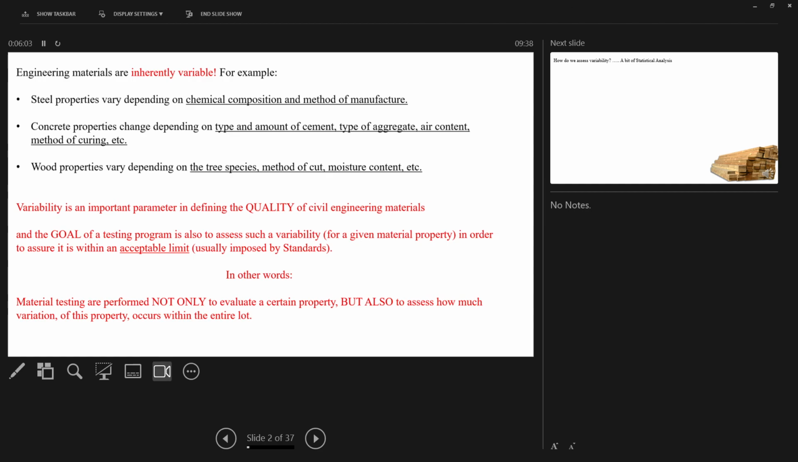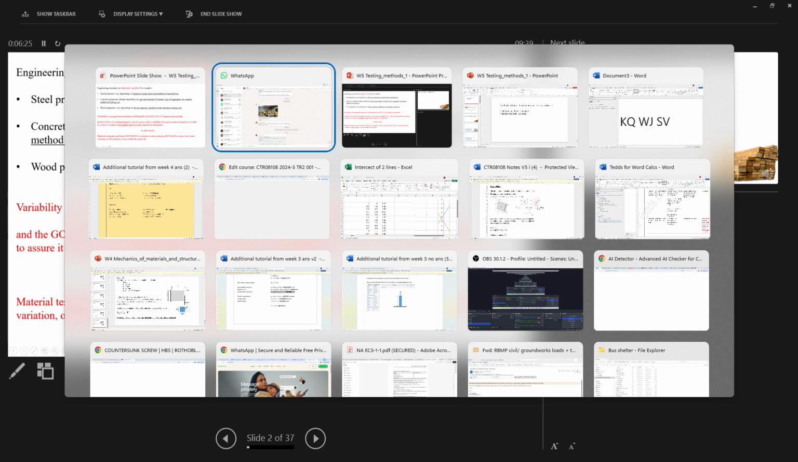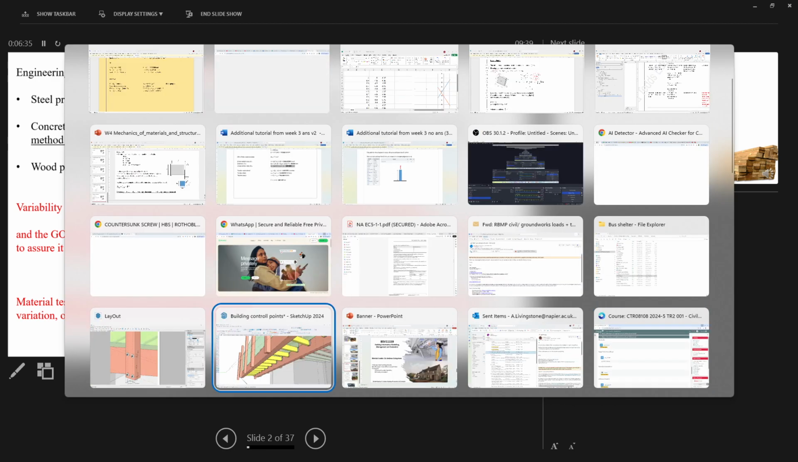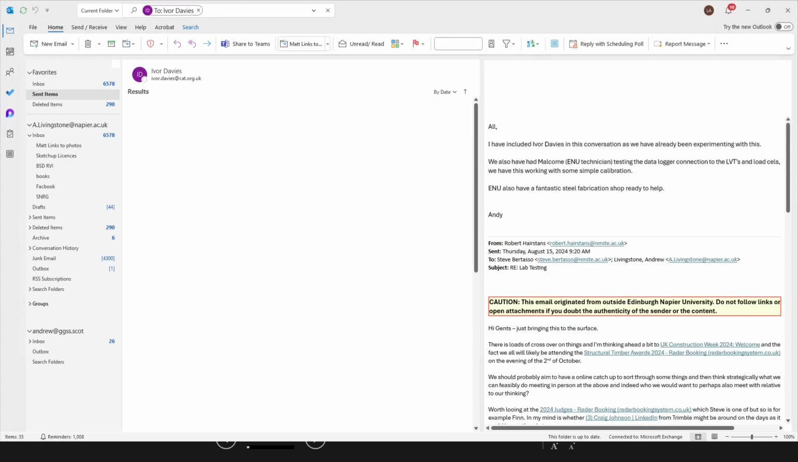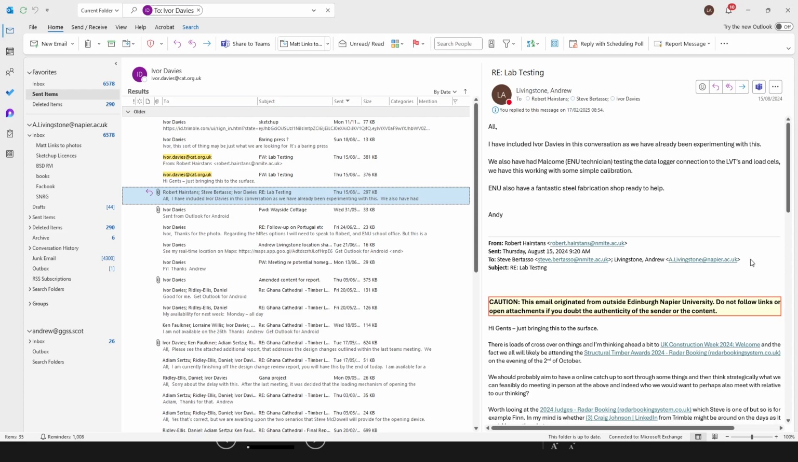Mousey mouse. Nope, nope, nope. Oh, it was all in the emails, wasn't it? It was in the emails, not this. Let me find it for you. Come on, where's the emails? Too many things open at one time. Right, I'll find the email first.